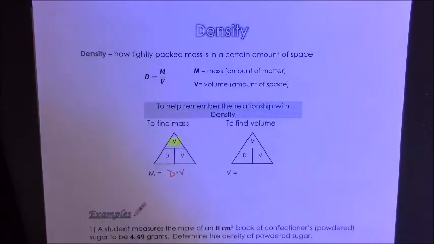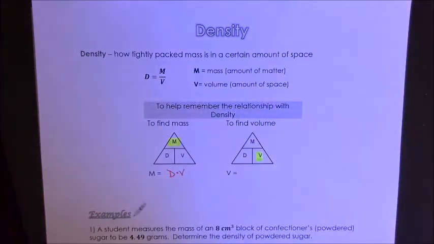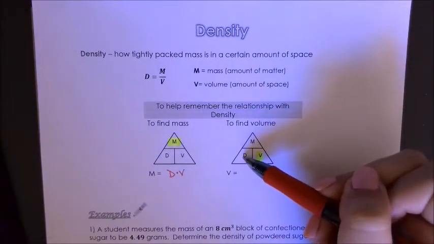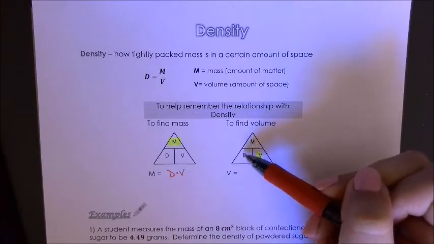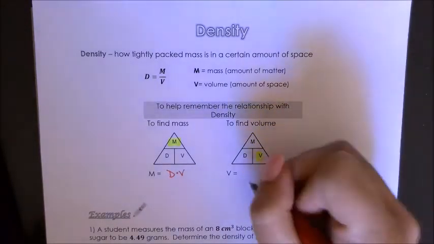What if you're looking for volume? So I'm looking for volume. What's left over? I have M and D. M is on the top and D is on the bottom. So that means you're dividing. It's mass divided by density.